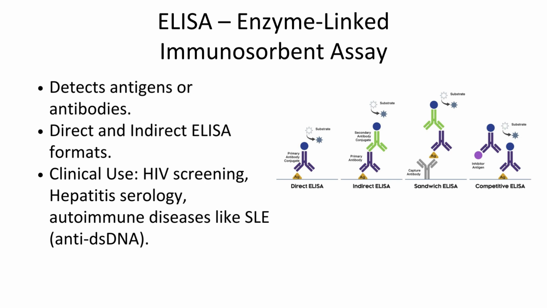Let's continue with another high-yield tool, ELISA, or enzyme-linked immunosorbent assay. ELISA is used to detect antigens or antibodies in serum samples. There are 2 main types: direct ELISA, where antigen is detected, and indirect ELISA, where antibody detection is key. You'll often see ELISA in HIV screening, hepatitis testing, and in autoimmune disease panels, like anti-dsDNA in lupus.